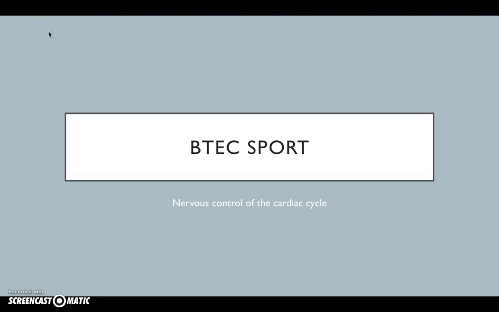What we're going to be concentrating on is the nervous control of the cardiac cycle. So the cardiac cycle refers to a heartbeat. The process of a heartbeat is known as the cardiac cycle: the heart filling with blood and then the heart contracting and pumping blood out. That whole process is known as a cardiac cycle. You have a mechanical phase and an electrical phase, and the electrical phase is what we're going to be concentrating on, hence the nervous control of the cardiac cycle.